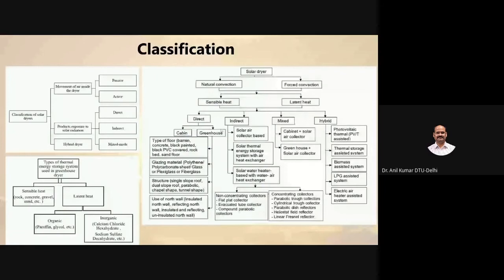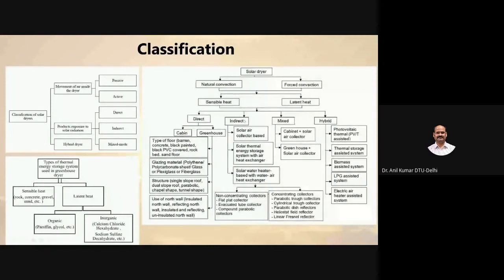Okay, so there is some kind of loss that we can avoid by making the north wall opaque. In the north wall, we can apply energy storage materials itself. So during the off period, the heat energy will be released through that north insulated wall itself.